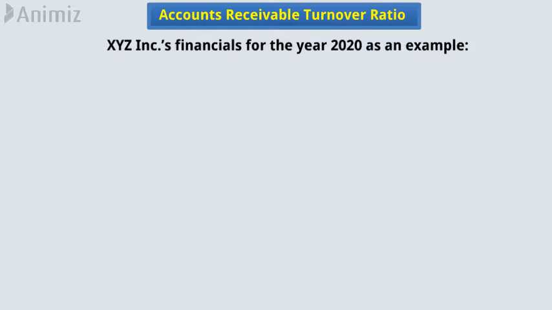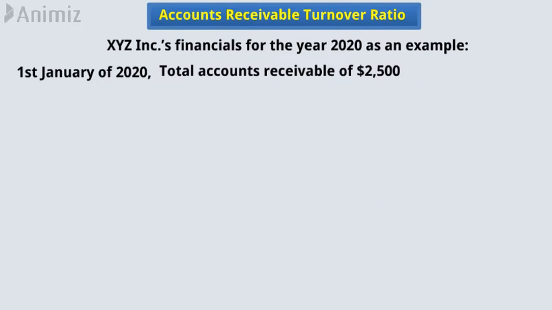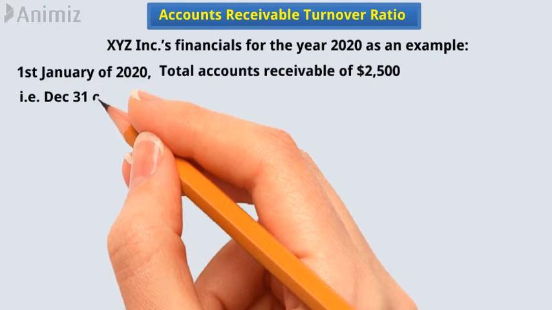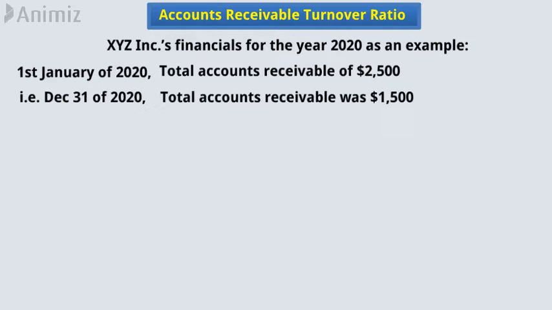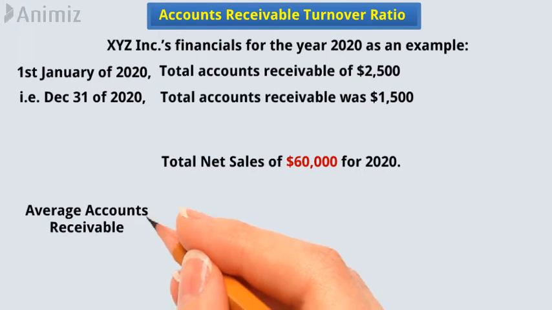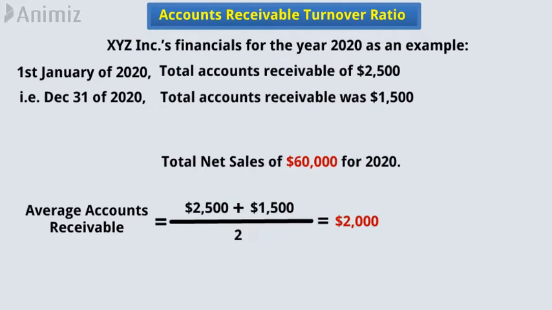Let's say that on the 1st January of 2020, XYZ Incorporated had total accounts receivable of $2,500. Let's also say that at the end of 2020, i.e. December 31st, its total accounts receivable was $1,500. It also had total net sales of $60,000 for 2020. To get the average accounts receivable for XYZ Incorporated for that year, we add the beginning and ending accounts receivable amounts and divide them by 2.